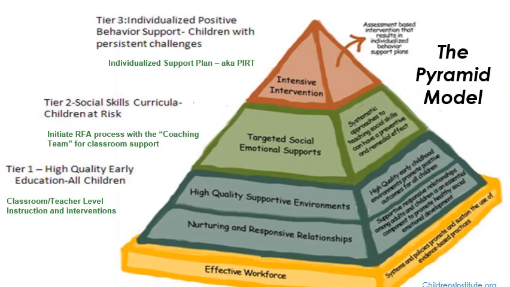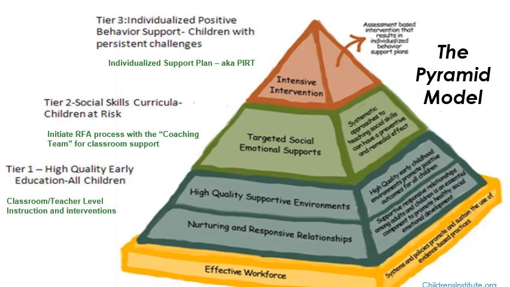This is the most commonly seen pyramid model from CSEFEL, the Center on the Social and Emotional Foundations for Early Learning. In this version of the pyramid, we are looking at the individual student who needs more support to be successful in the classroom and when to initiate the Early Childhood Request for Assistance RFA process. Tier 1. This is the teacher or classroom level of instructional practices, which includes basic interventions, modifications, and accommodations. For example, moving the child's seat or using more visuals.